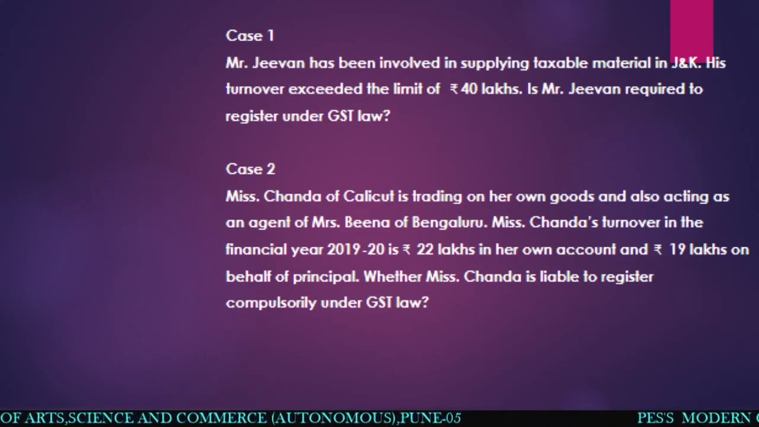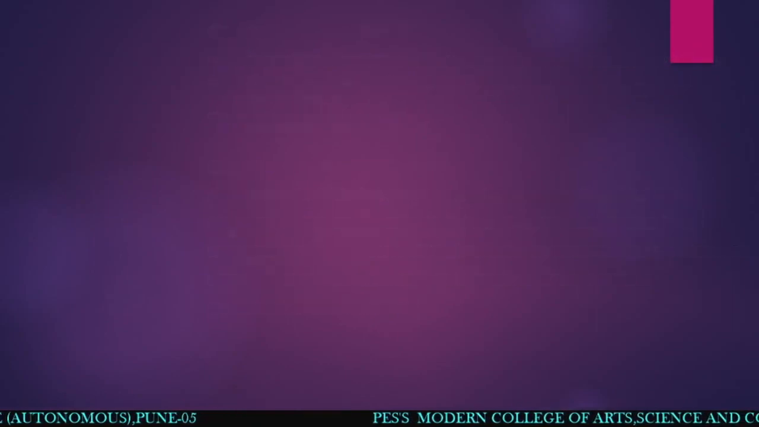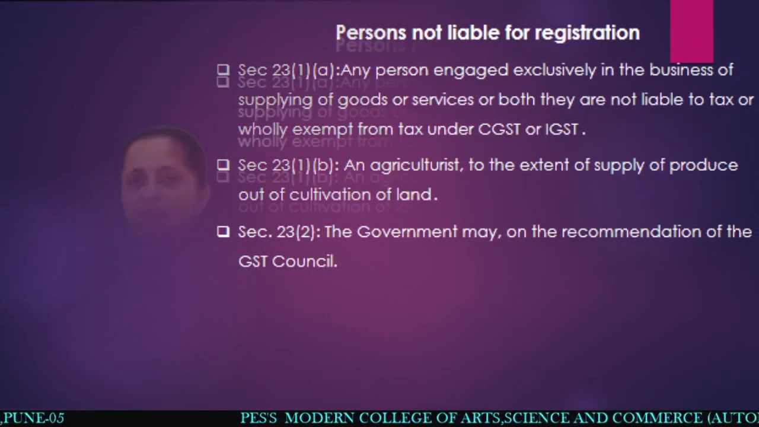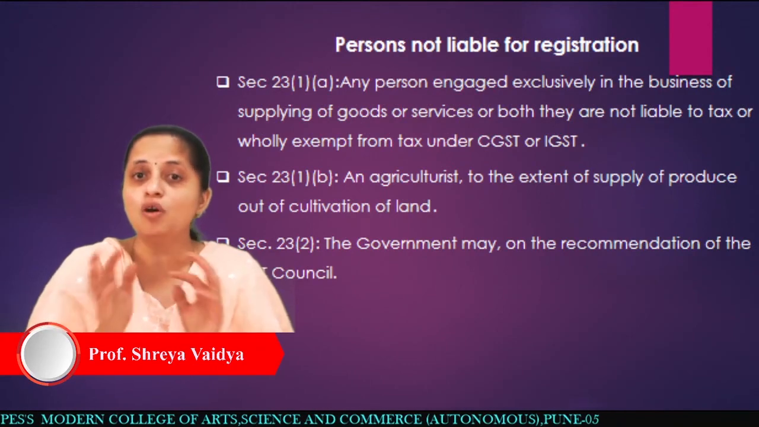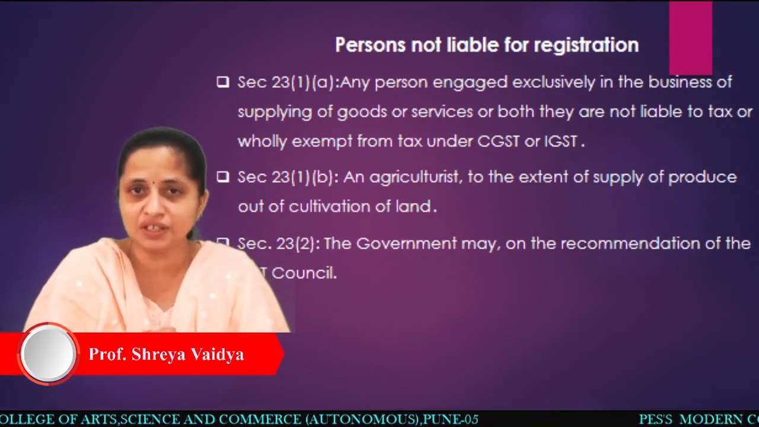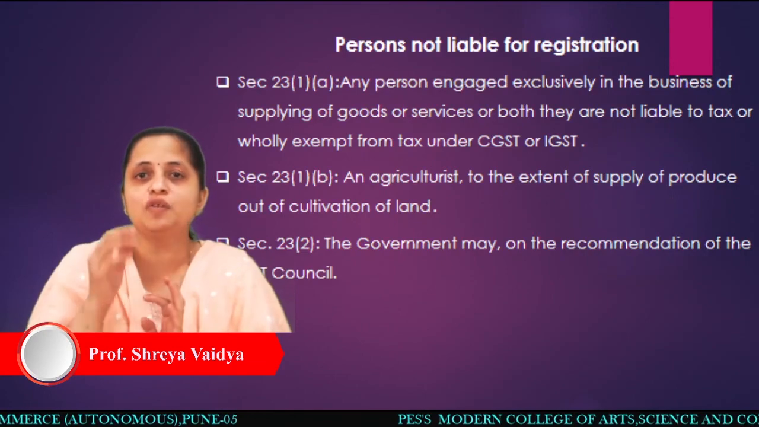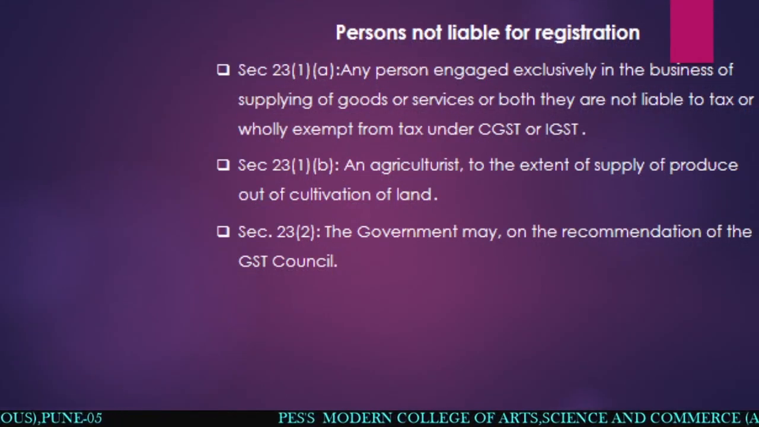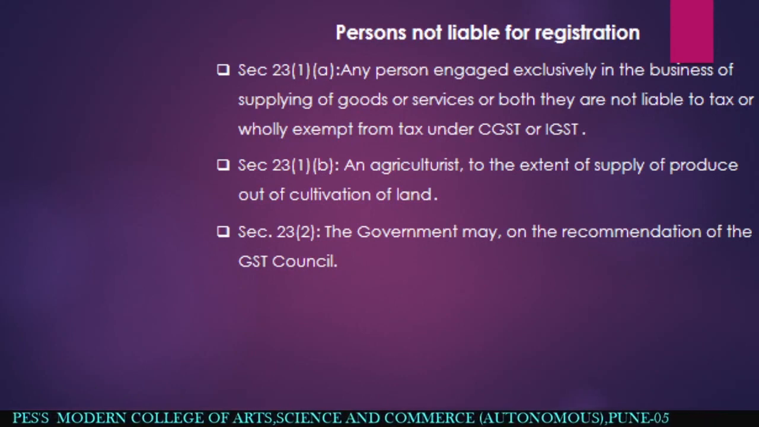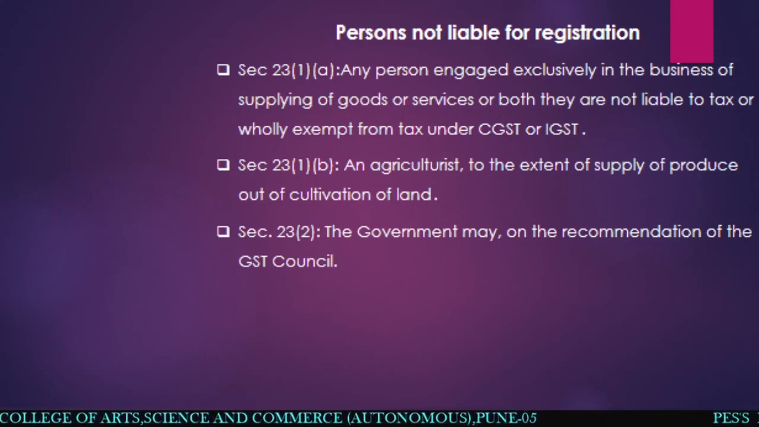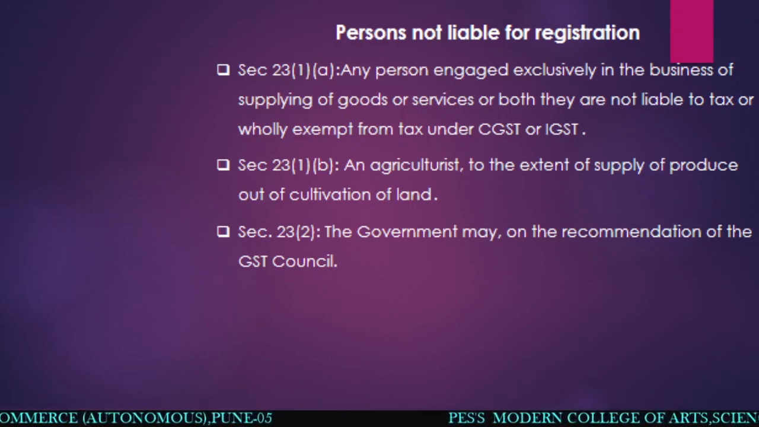Now, we will talk about the persons who are not liable for registration. Under section 23(1)(a), any person who is engaged exclusively in the business of supplies of goods or services or both that are not liable to tax or wholly exempt from tax under CGST and IGST. Section 23(1)(b), an agriculturist, to the extent of supply of produce out of cultivation of land. Section 23(2), the government may, on the recommendation of the GST Council, cancel registration, or a person can be exempted from having registration under the GST.